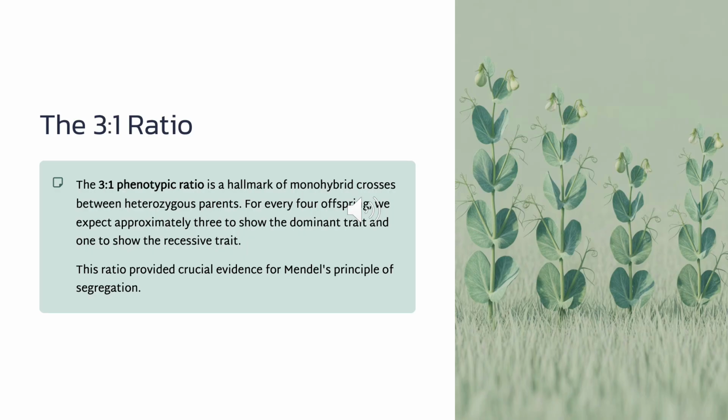What you should understand is that the 3 to 1 ratio is a hallmark of monohybrid crosses between heterozygous parents. For every 4 offspring, we expect approximately 3 to show the dominant trait and only 1 to show the recessive trait. So this ratio provided crucial evidence for Mendel's principle of segregation.